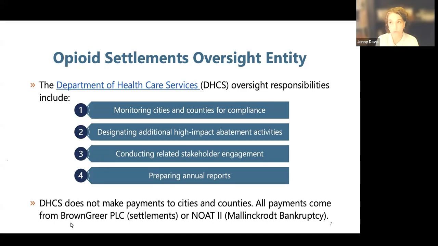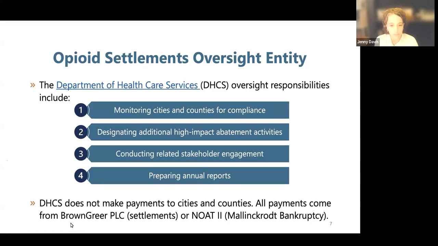Those reports are fairly lengthy, and they encompass an entire fiscal year of payments and spending, both from the state of California and our cities and counties. We do currently have 2 fiscal years, state fiscal year 22-23 and 23-24, published on our DHCS California Opioid Settlements webpage. I'm sure there's a link somewhere here in this presentation, so you can go look at those reports.